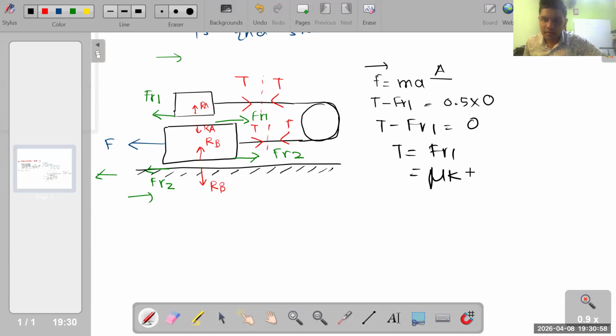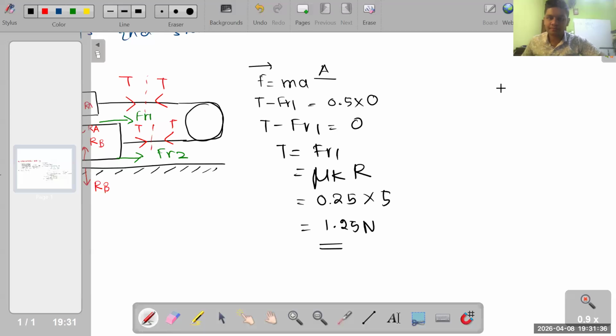Let's find the frictional force. Frictional force equals mu K into R, which means coefficient of dynamic friction into the reaction force. They have said mu K is 0.25. Let's see the reaction force. The mass of A is 0.5, which means its weight is mg, 0.5 into 10, 5 Newton. So its reaction force would be 5 Newton. So 0.25 into 5 would be 1.25 Newton. So the tension force, the red one, is equal to 1.25. We have found the tension.